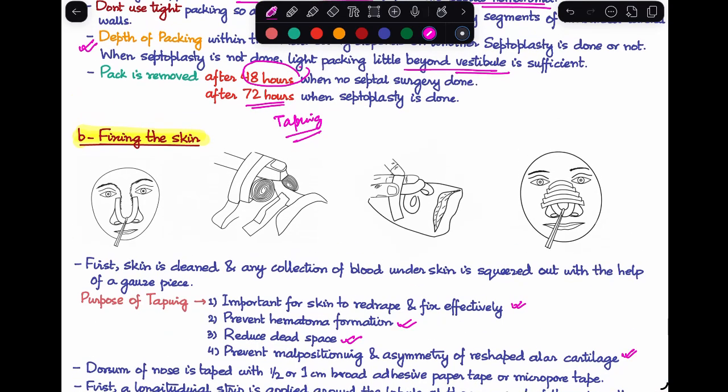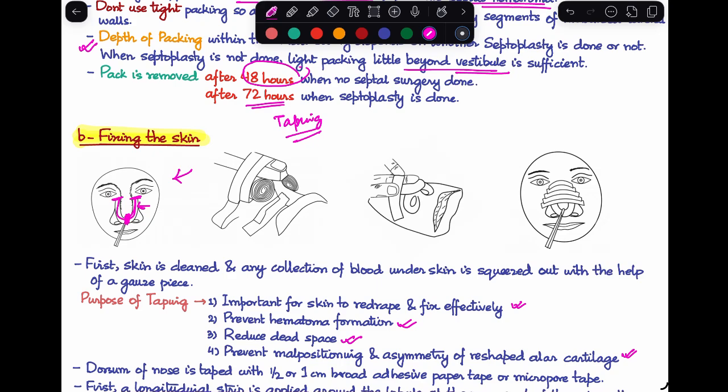Now, how do we do this? First of all, if we look at the first image here, the dorsum of the nose is taped with about a half or 1 centimeter broad adhesive paper tape or a micropore tape. So you put a longitudinal strip, as you can see over here. It is applied around the lobule like this at the upper part of the columella and extending halfway along the lateral nasal walls. And you will pinch it at the tip to splint the narrowed nasal tip and hold the columella up. So this is our first tape.